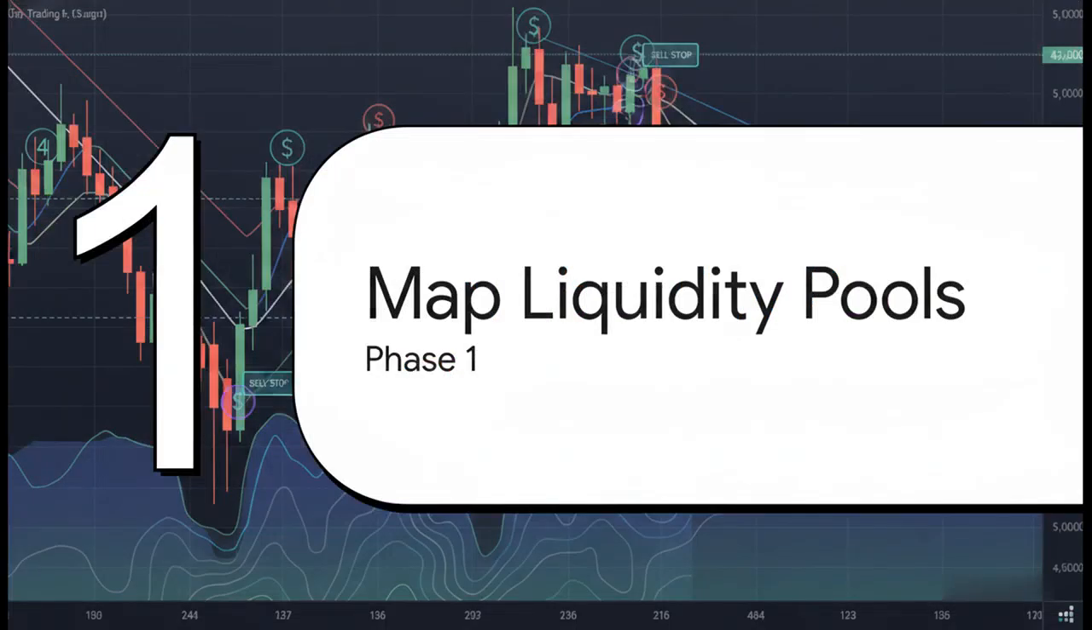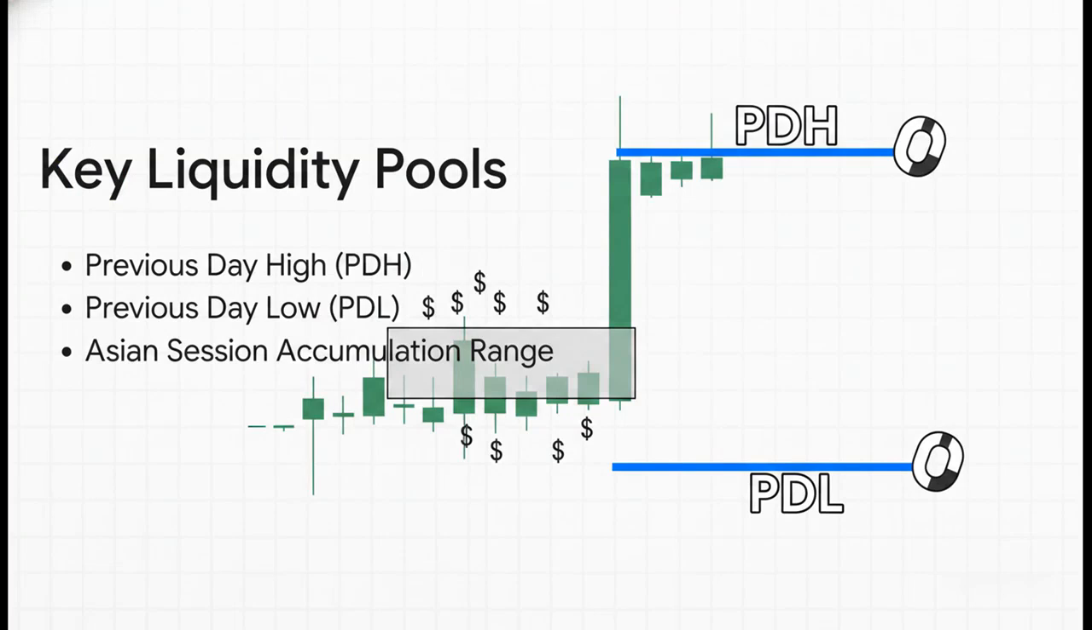All right, phase 1, mapping your liquidity pools. Let's see how building this foundation maps the terrain before the trading day even begins. First things first, we have to identify our liquidity pools, which act as massive magnets for price. You're going to start on the daily time frame. You literally mark the previous day high. That's the absolute top wick of yesterday's daily candle. Then you mark the previous day low, the absolute bottom wick.